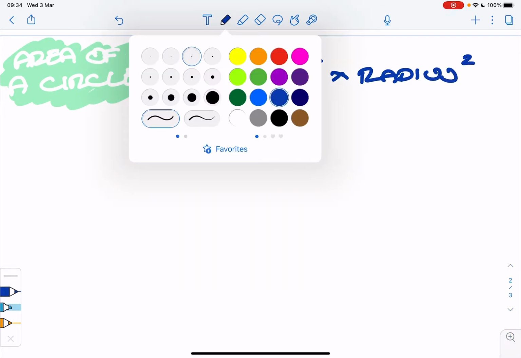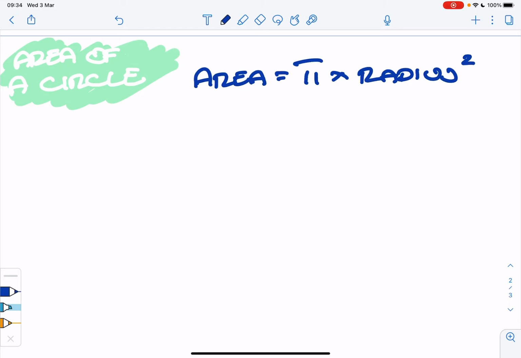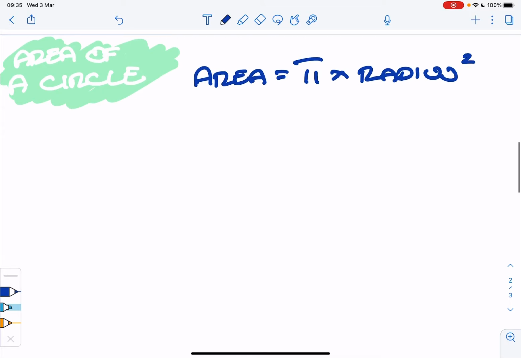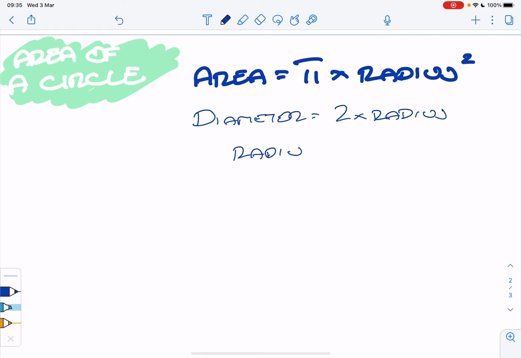It's different to circumference because it's a different formula for one, but it involves radius this time as opposed to diameter. But similar to what we were looking at with the circumference, as long as we've got one or the other, we can work out the other through the formula. Diameter is just 2 times the radius. So if we rearrange that, the radius is just going to be half of the diameter. So depending on what we're given, this is the formula that we need.